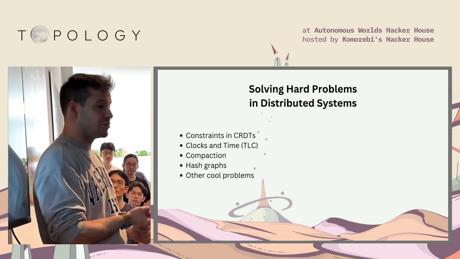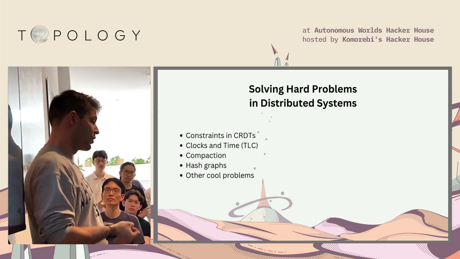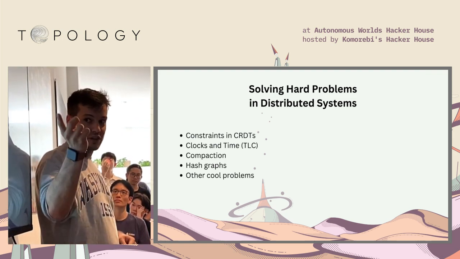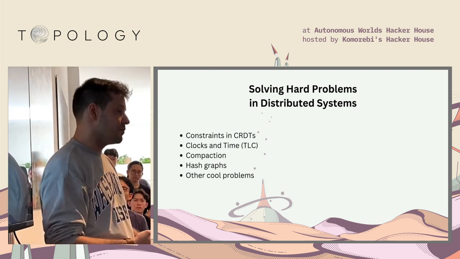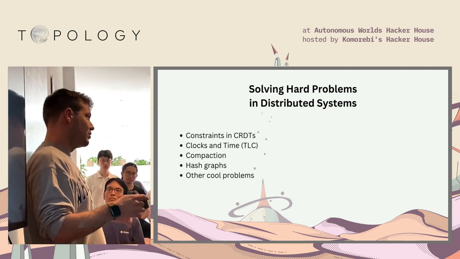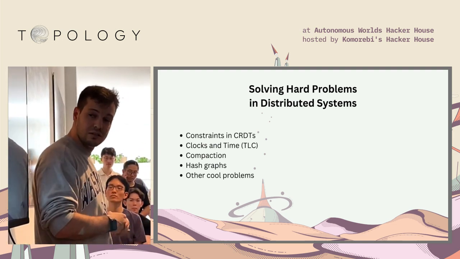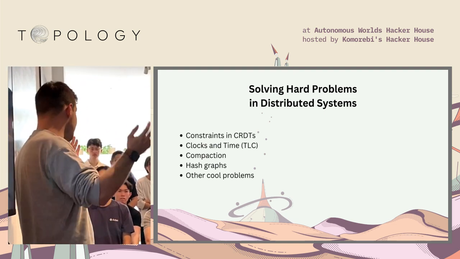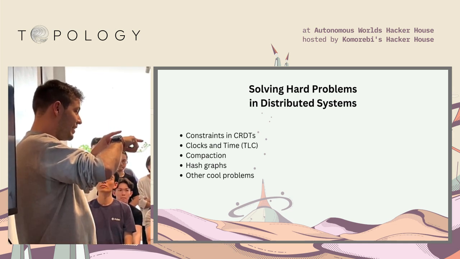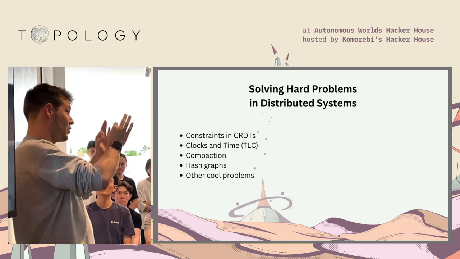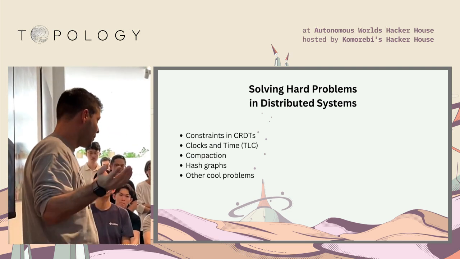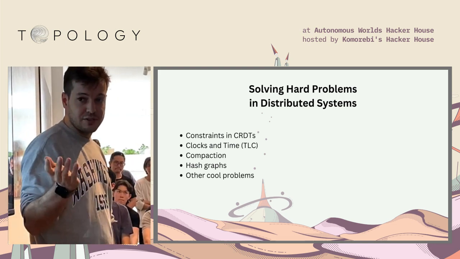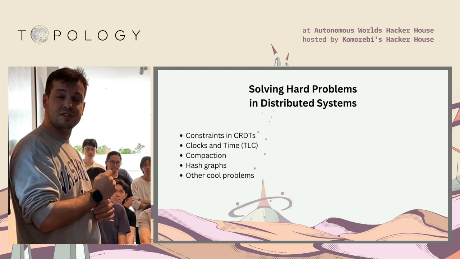So we have the part of constraints in CRDTs, which is super new. There are some people working on it nowadays in PhDs and all that. In Portugal, they are doing that. We also have clocks and time, which were always a problem in distributed systems. We usually use vector clocks, thresholds, and logical clocks, so your clock is not a timestamp. It is when some operation has a dependency on another operation, we know for sure that that operation happened before. Compaction, we already went through a bit. Hash graphs also, and other super cool problems in distributed systems.